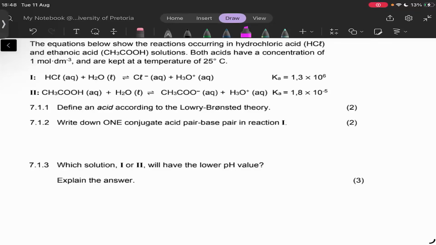7.1.1 asks us to define an acid according to the Lowry-Brønsted theory. So an acid according to the Lowry-Brønsted theory, thank you to the person who answered in chat, an acid is a proton donor. Okay? So that's that. By remembering the definitions, you guarantee yourself marks. So yes, an acid is a proton donor.